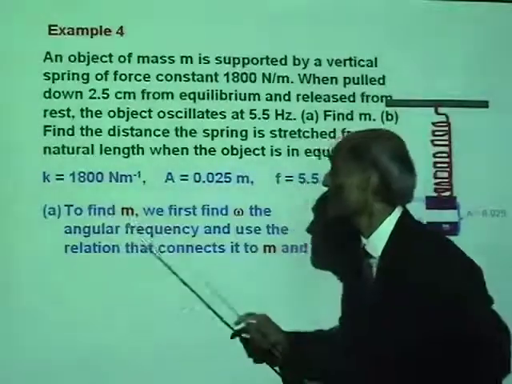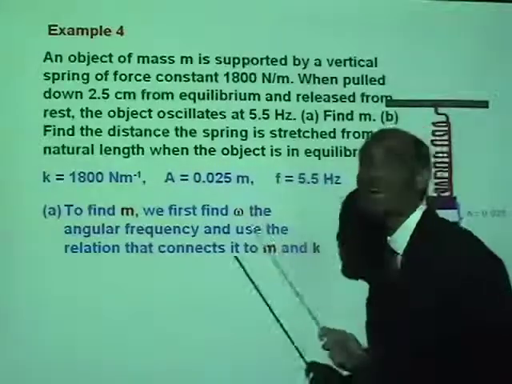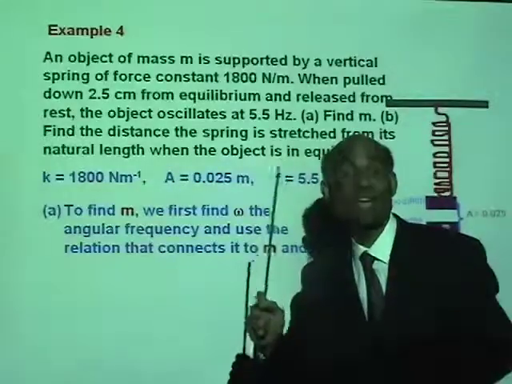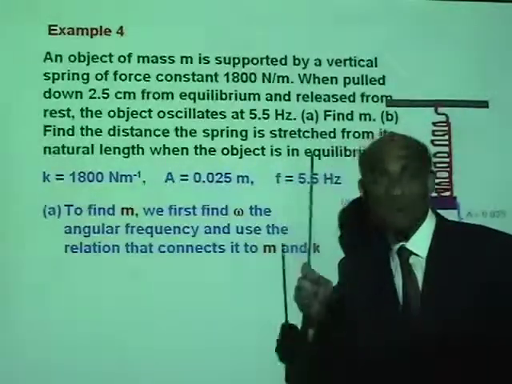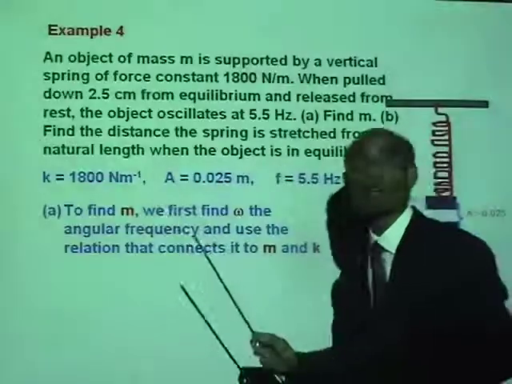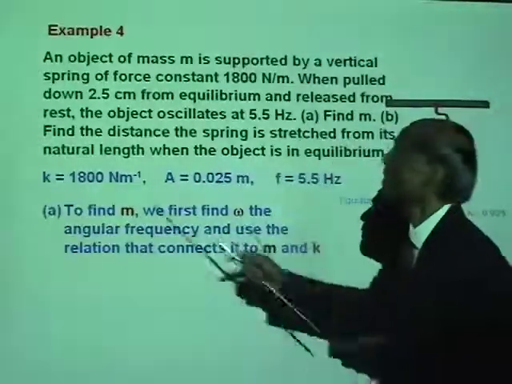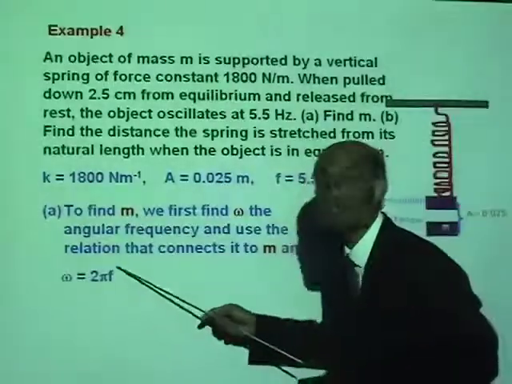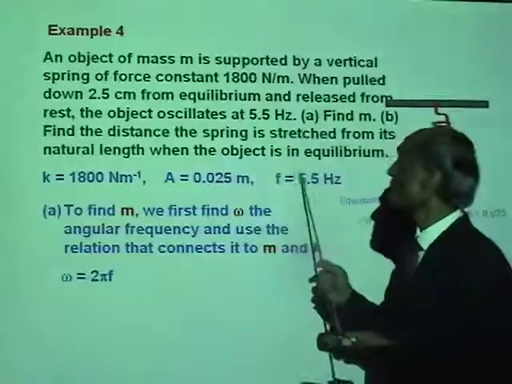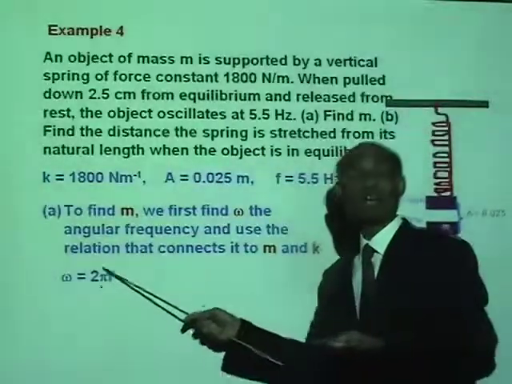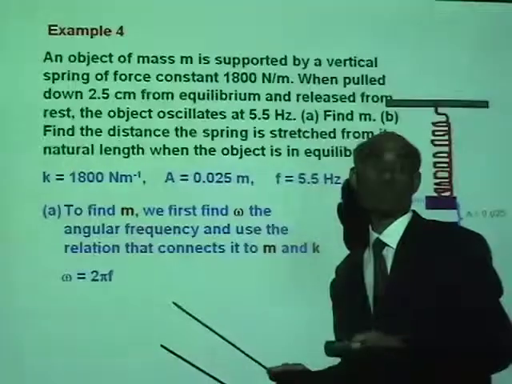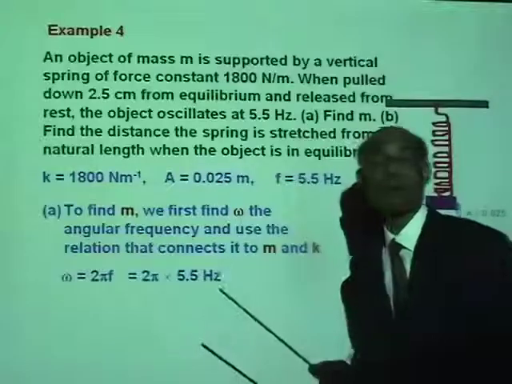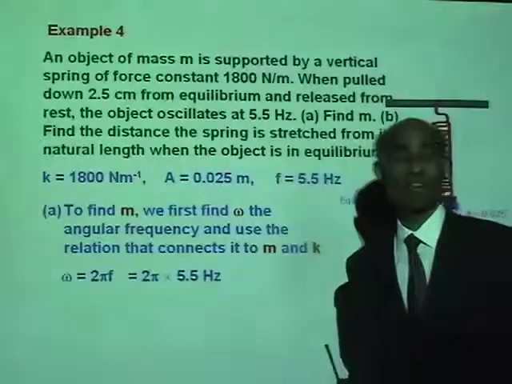Alright, to find m, we first find omega. Because, you know, omega equal to square root of k over m. So, if you want to find m, we better find omega, because you know the value of k. Alright, omega equal to 2 pi f. You are given the frequency. So, we obtain the value of omega from this equation. Omega equal to 2 pi f, 2 pi times 5.5 Hertz. And what is that equal to?